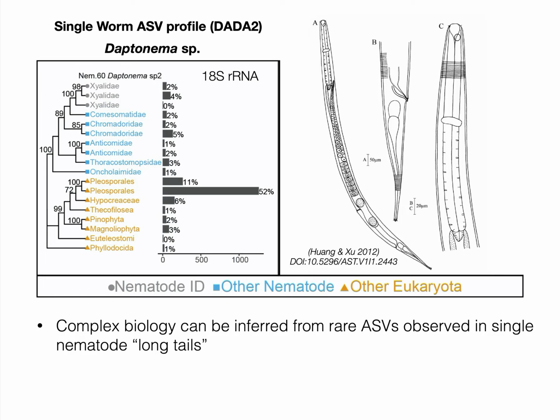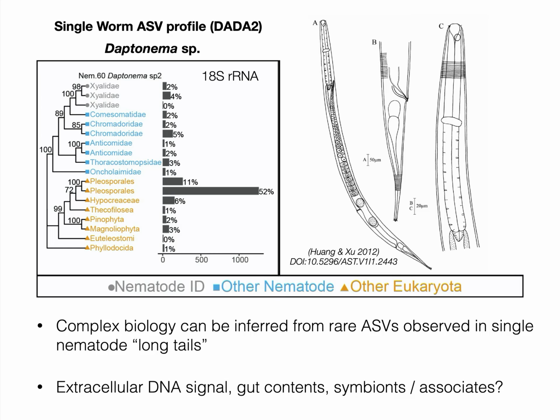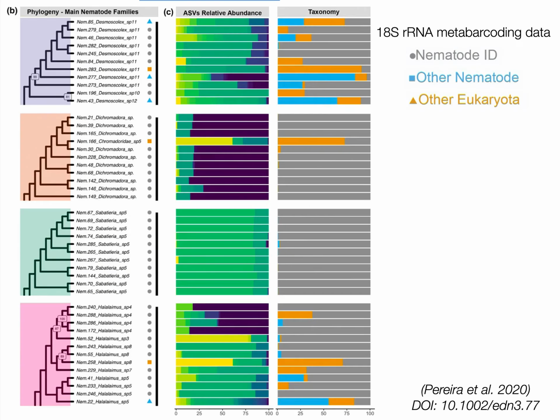So this long tail of rare sequences is important for both the target specimen as well as all of the associates that may be living in conjunction with this specimen. Of course, we don't really know where this DNA has come from. It could be extracellular DNA, it could be gut contents, but it could very well be symbionts or associates. And again, other sequencing approaches or other experimental approaches can be used in following up these observations in metabarcoding datasets.